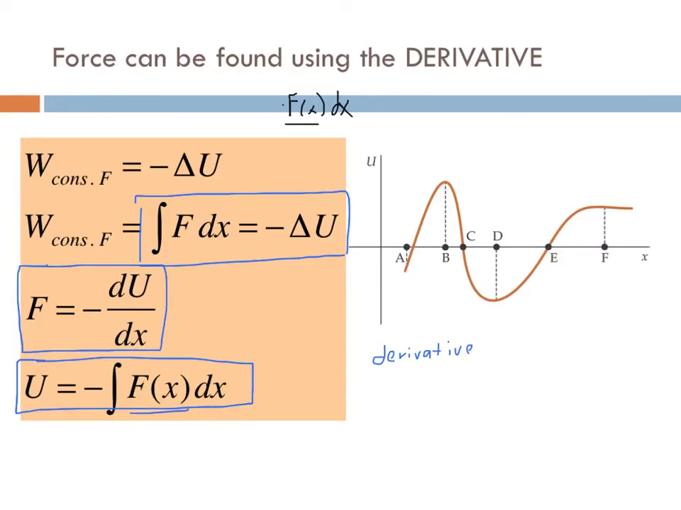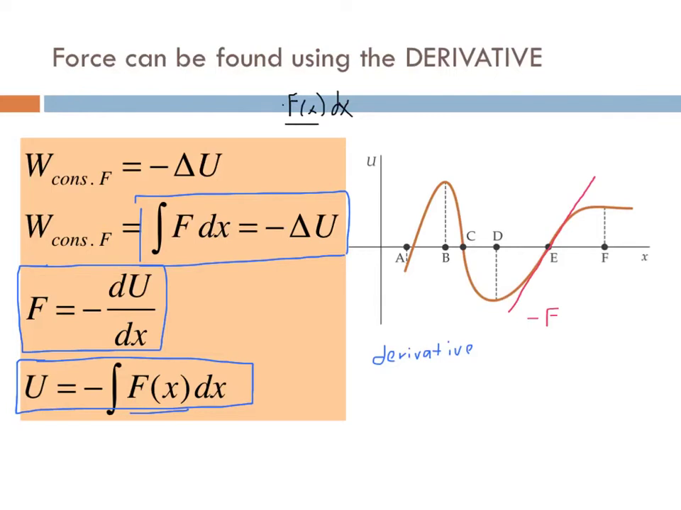So if force is the negative derivative of potential energy with respect to position, then I can look at a potential energy versus position graph, like the one I have over here, and determine what the value of my force is at different points. So let's say I was looking at point E. I would draw a line tangent to that, and then I would say that the derivative at that point would be a positive value, but the force is a negative derivative of that. So at point E, my force is actually negative.